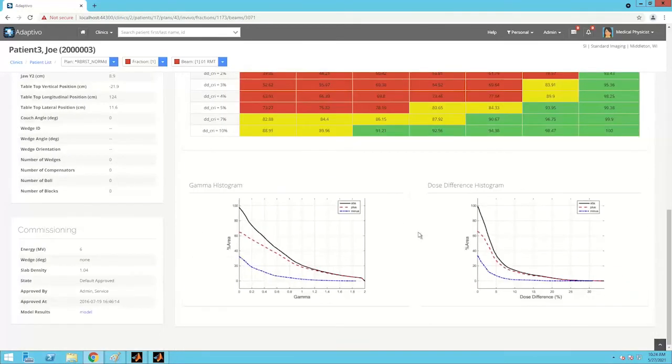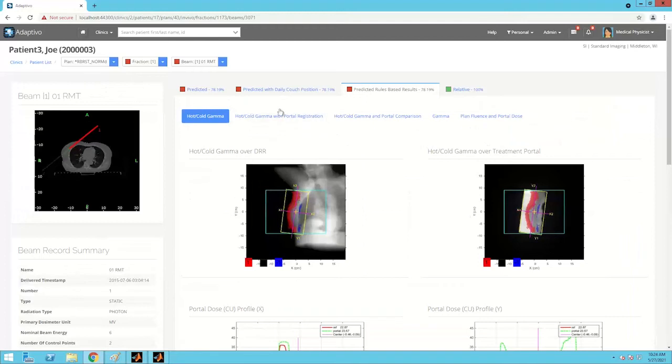And there are some additional gamma statistics and histograms that one can look at, as well as a variety of different views, as well as a relative view, which is not, of course, interesting for the first fraction, but is interesting for later fractions to review the fraction 1 versus fraction n measured portal images.